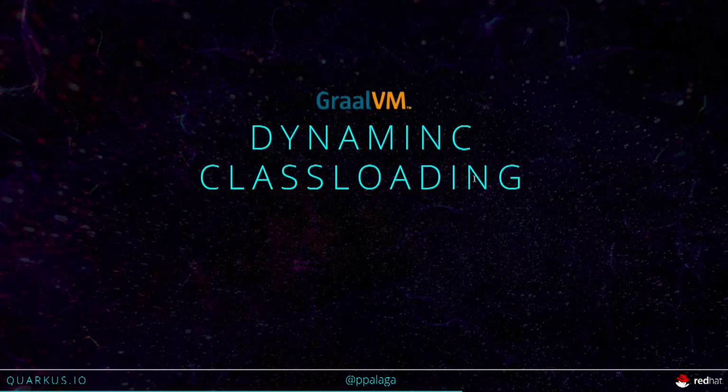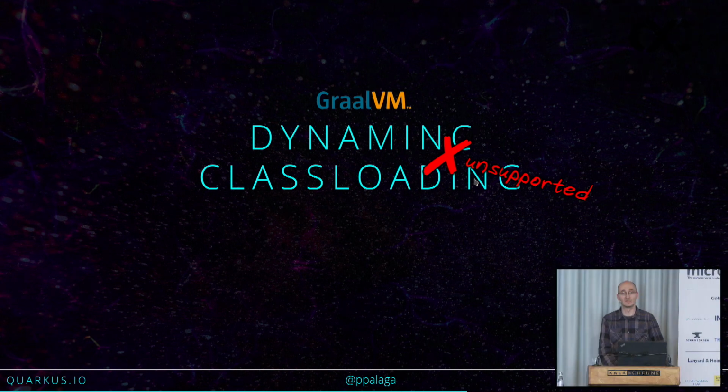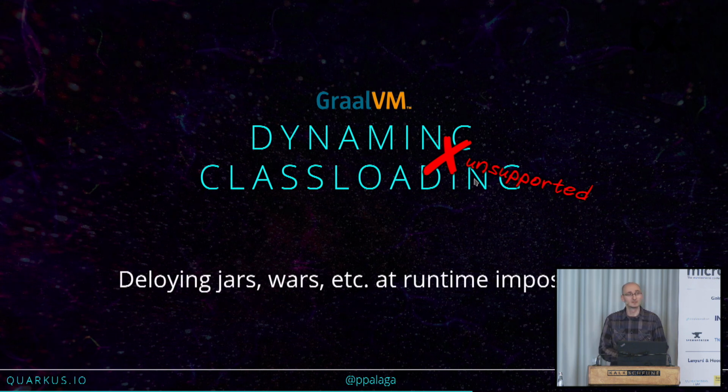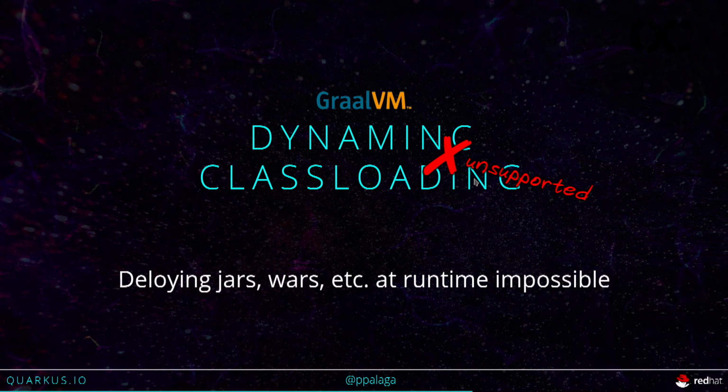Let's speak about the limitations. There's no dynamic class loading. And it means that there are no deployments. No jars, wars can be deployed at runtime. Everything needs to be known at build time. So this means that no traditional application server can be ported on GraalVM. Okay?